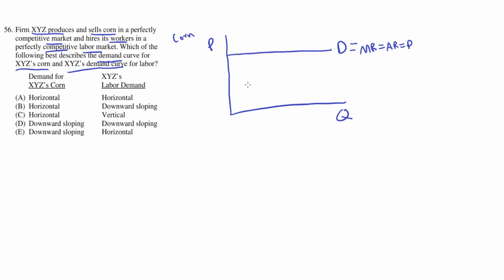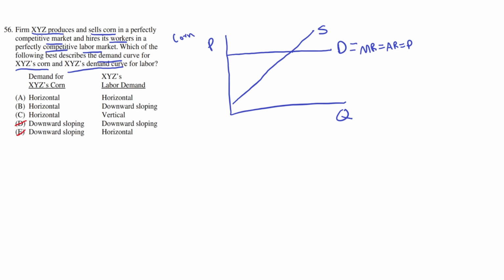And now the supply, it would be an upward sloping curve because as the price of the good increases, the firm would want to supply more of that good. And they would produce at this point here. So we can clearly see that demand for corn is a horizontal line. And based on this, we can eliminate the answer choices D and E because they say demand for corn is downward sloping, which it is not.